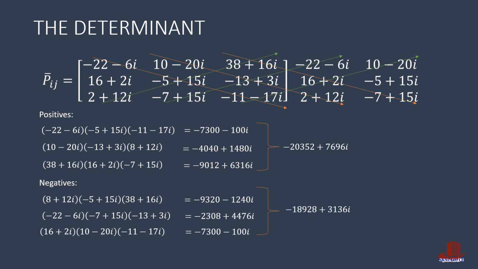Just like the positives, add the negatives, which is negative 18,928 plus 3,136i. To take the determinant, subtract the negatives from the positives, and that is negative 1,424 plus 4,560i.